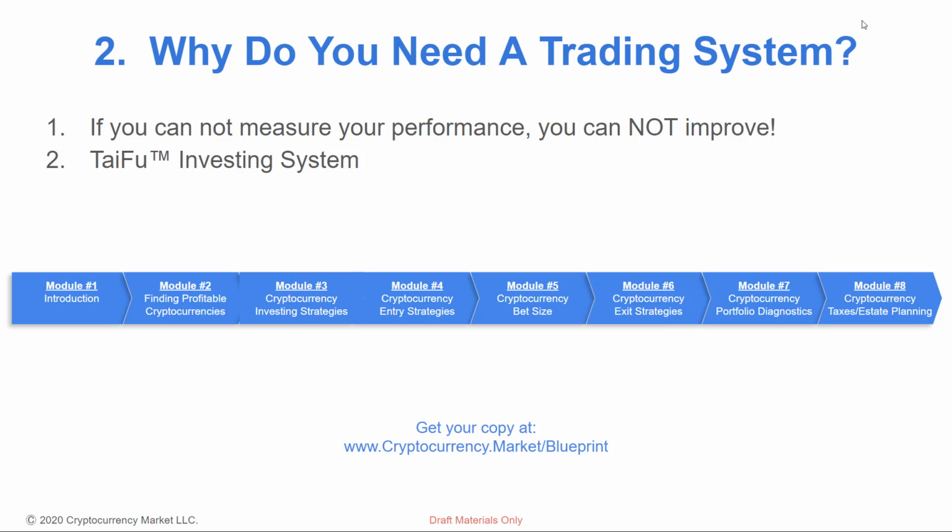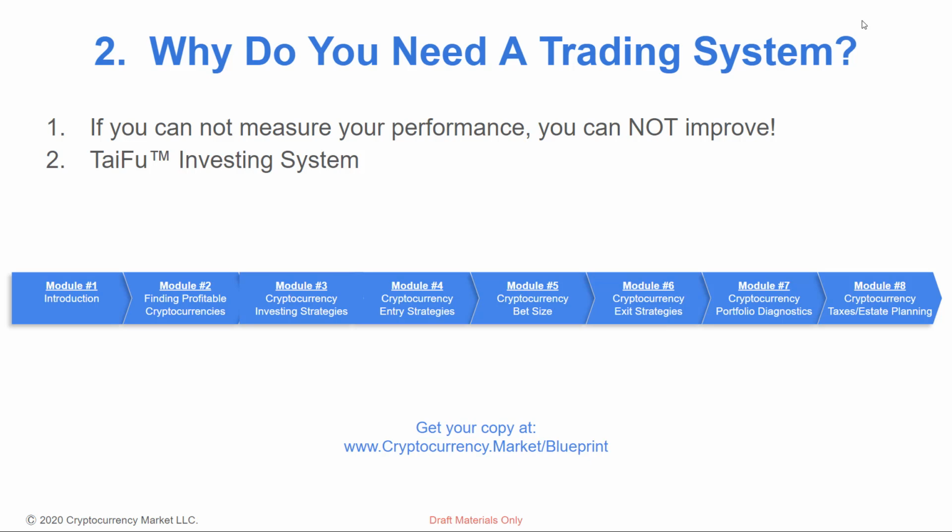Not all cryptocurrencies are profitable, right? There's 6,000 plus cryptocurrencies on the market at the moment, according to CoinMarketCap. And we're not going to invest in all of them. We're not going to trade in all of them. But there are some that are definitely worth us making a bet on. So in Module 2, we cover the methods and the strategies that we use to find the profitable cryptocurrencies, okay? But that's not the only part. That's just one piece of our TaiFu investing system, okay?